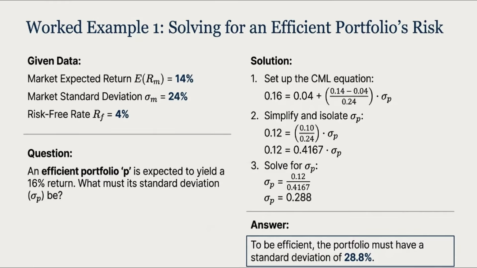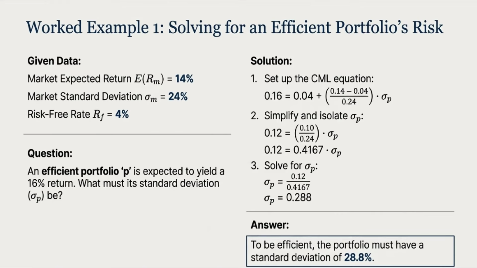Okay. First step, let's subtract RF from both sides. So 0.16 minus 0.04 is 0.12. That's our excess return. 12%. So now the equation is 0.12 equals the fraction 0.10 over 0.24 times sigma P. So to get sigma P, we just rearrange the equation. Exactly. We multiply 0.12 by the inverse of that slope. So sigma P equals 0.12 times 0.24 divided by 0.10. And the calculated standard deviation is 0.288.